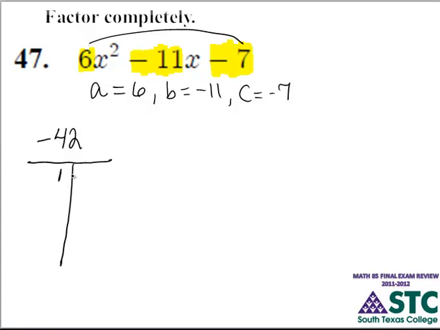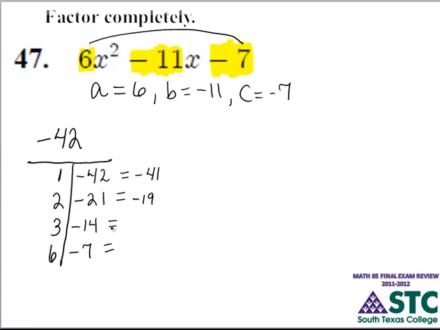So we have a 1 and a negative 42. We have a 2 and a negative 21. We have a 3 and a negative 14. And certainly last but not least, we have a 6 and a negative 7. Now we add all of these values up. So 1 and negative 42 is negative 41. 2 and negative 21 is negative 19. 3 and negative 14 is negative 11. And 6 and negative 7 is negative 1.